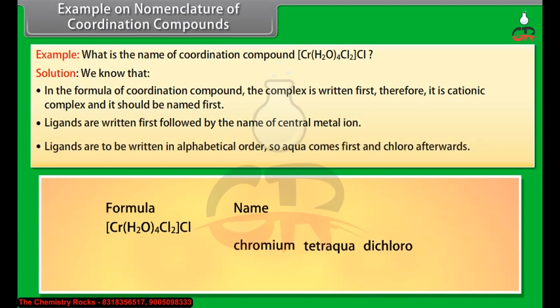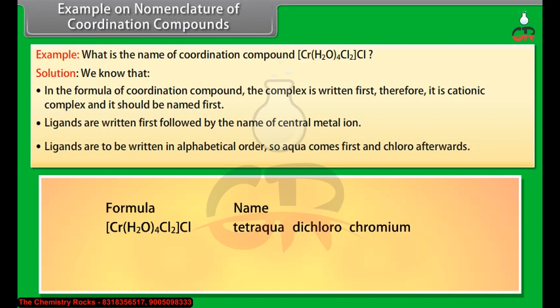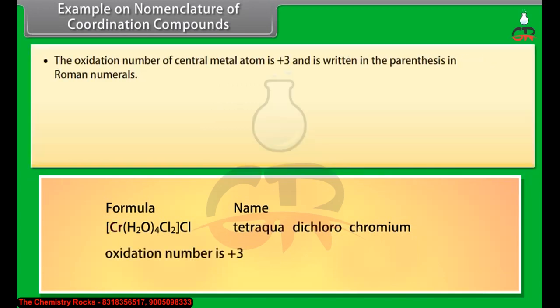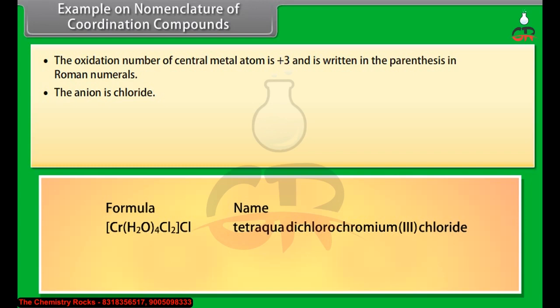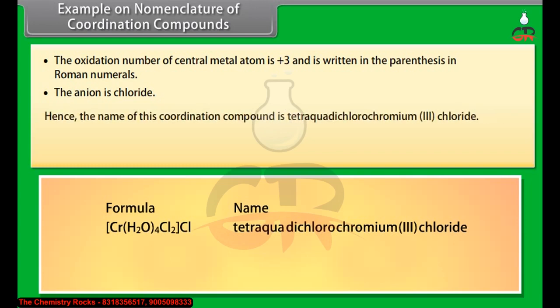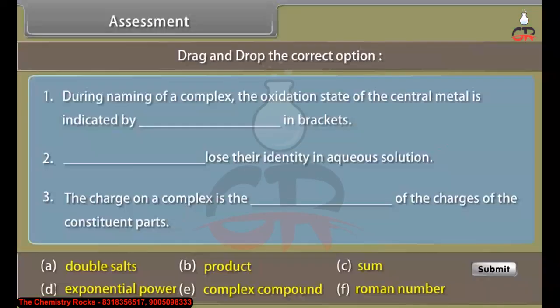Ligands are to be written in the alphabetical order, so aqua comes first and chloro afterwards. The oxidation number of the central metal atom is +3 and is written in parentheses in Roman numerals. The anion is chloride. Hence, the name of this coordination compound is tetraaquadichlorochromium(III) chloride.